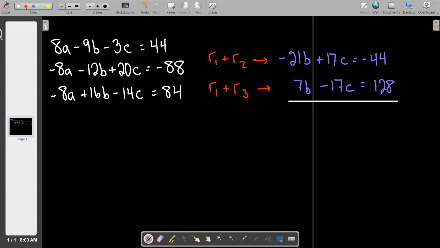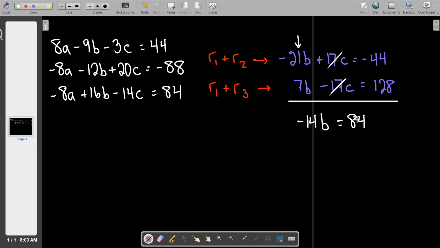And you don't need to put row operations anymore with a 2x2. It's pretty easy to figure out what people are doing. So now we're just going to add the rows together. When we add downwards, how many B's do we get? -14. And then of course the C's cancel. And then we're left with 84 when you add those together.